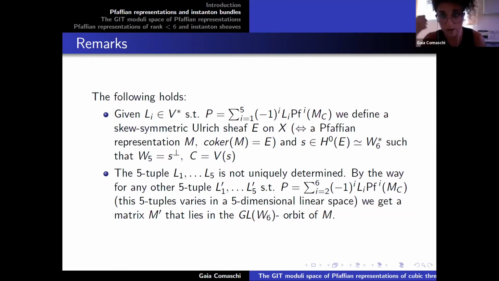So we are defining an Ulrich sheaf on the cubic plus a global section of the sheaf that will vanish exactly on the curve. We also observe that this 5-tuple of linear forms might not be uniquely determined, but it varies in a linear space of 5-tuples of linear forms, and every other 5-tuple in this linear space will give rise to the same Ulrich sheaf. So it will give rise to Pfaffian representations lying in the same GL6 orbit.